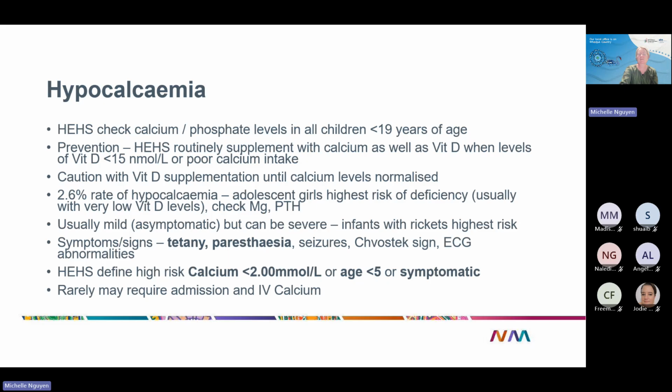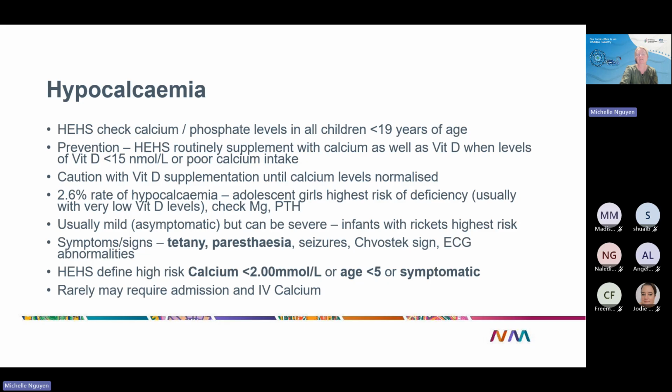And in terms of trying to prevent hypocalcemia, we do routinely supplement with calcium, unless there's a reason not to, as well as vitamin D when we have people with levels of vitamin D of less than 15, or we discover they have a poor calcium intake. We also use a lot of caution with vitamin D supplementation until calcium levels are normalised. If we do pick up a low calcium, we'll generally try and correct that with calcium supplementation before starting vitamin D, just because of that risk of lowering the calcium further and causing symptoms. So, a 2.6% rate of hypocalcemia in our paediatric population.